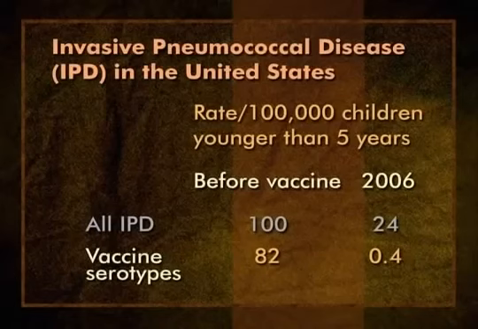The rate of invasive pneumococcal disease caused by vaccine serotypes has fallen even further, from 82 cases per 100,000 to 0.4 cases per 100,000, a 99% reduction. In the last 3 years, there's been an increase in invasive disease caused by serotypes not in the vaccine. We'll come back to this issue in just a moment.